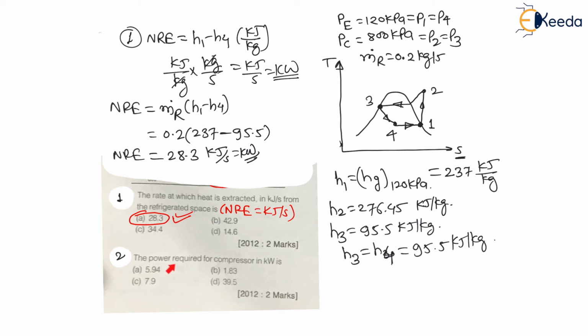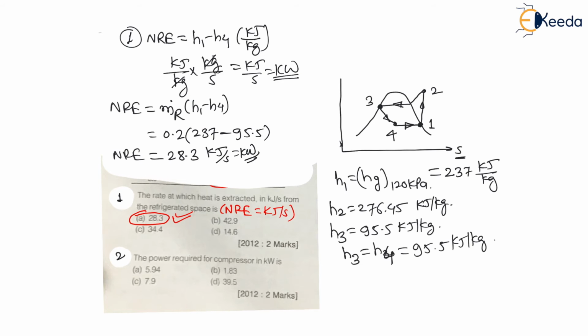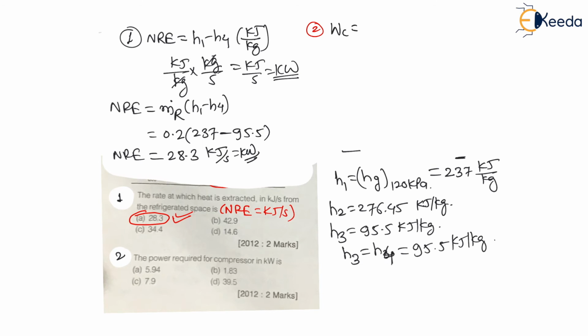Now, the second question is: the power required for the compressor in kilowatt is. Again, they are asking the power of the compressor. Now, my dear students, let us find this power of the compressor, again in kilowatt. Now, my dear students, the compressor is from 1 to 2, right? Therefore, for the second question, power of compressor, which is nothing but work of compressor in kilowatt, is mass flow rate of refrigerant into H2 minus H1, since 1 to 2 is the compressor.